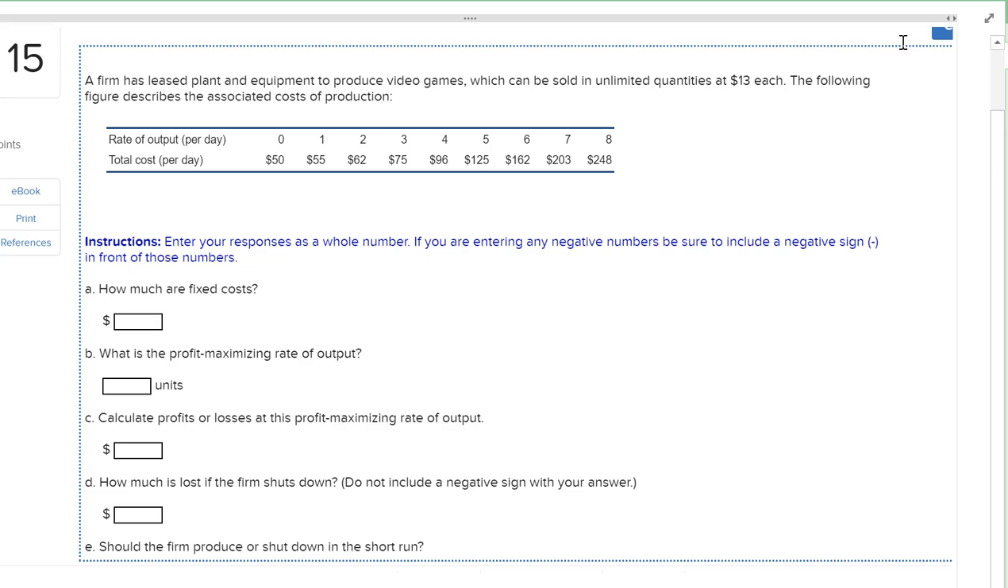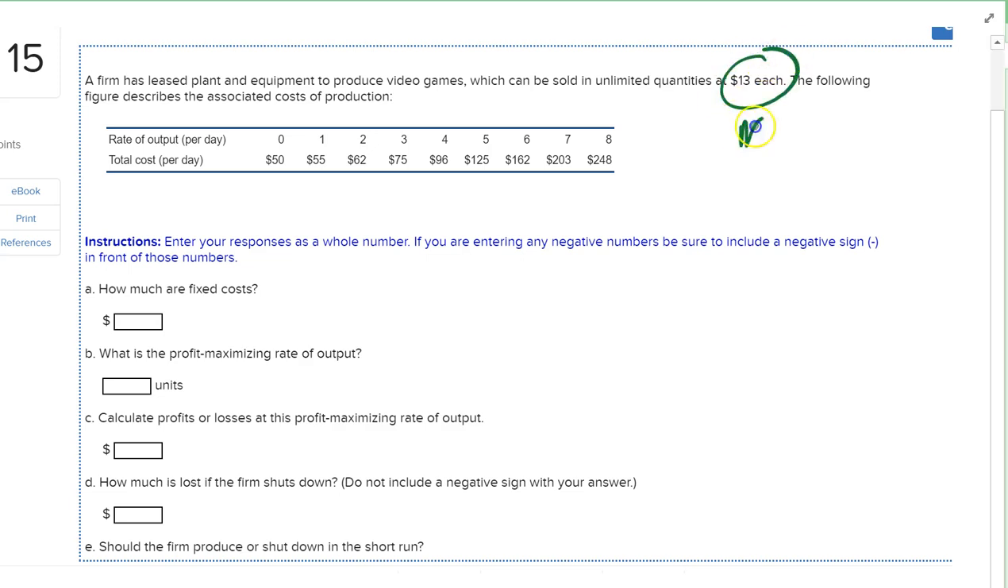Number 15. This is another one with the calculations, and the firm has leased plant and equipment to produce video games. They are sold at $13 each, so there's your marginal revenue. The following figure gives you the cost of production, and they're going to ask you about fixed costs. Now, this is organized differently, but you can set this up in whatever way you want.